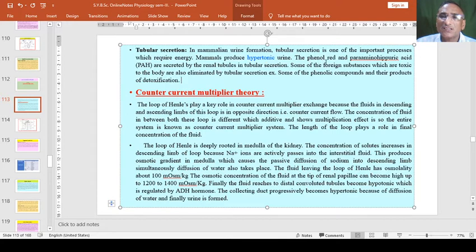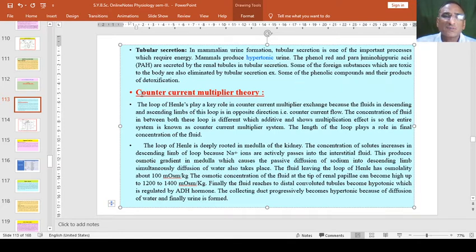And phenol red and para-aminohippuric acid, generally known as PAH, are chemicals that are secreted by the renal tubules in tubular secretion. Some of the foreign substances which are toxic to the body are also eliminated by tubular secretion, for example, some of the phenolic compounds and their products of detoxification. Actually, nitrogenous waste is also a toxic material, and the body eliminates unnecessary or harmful chemicals or materials outside by excretion.